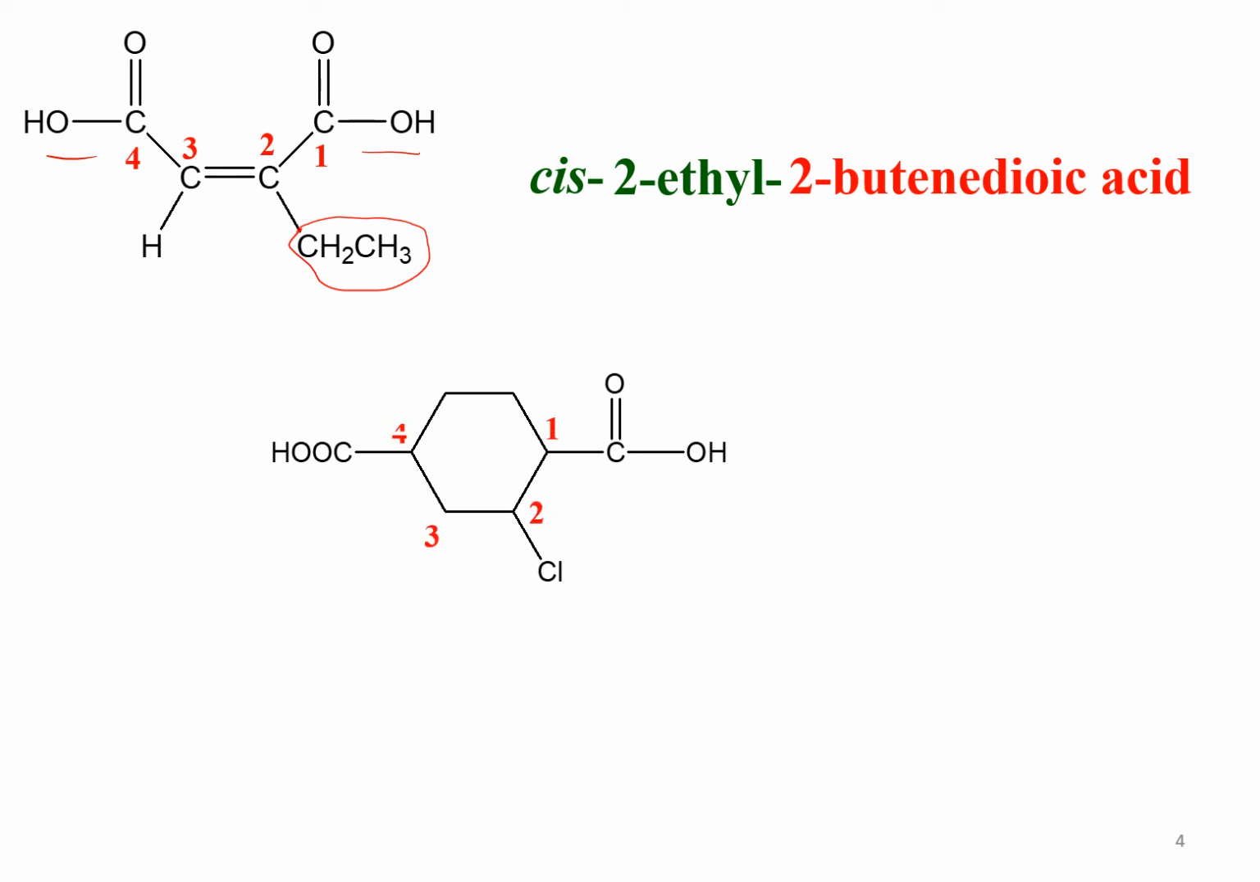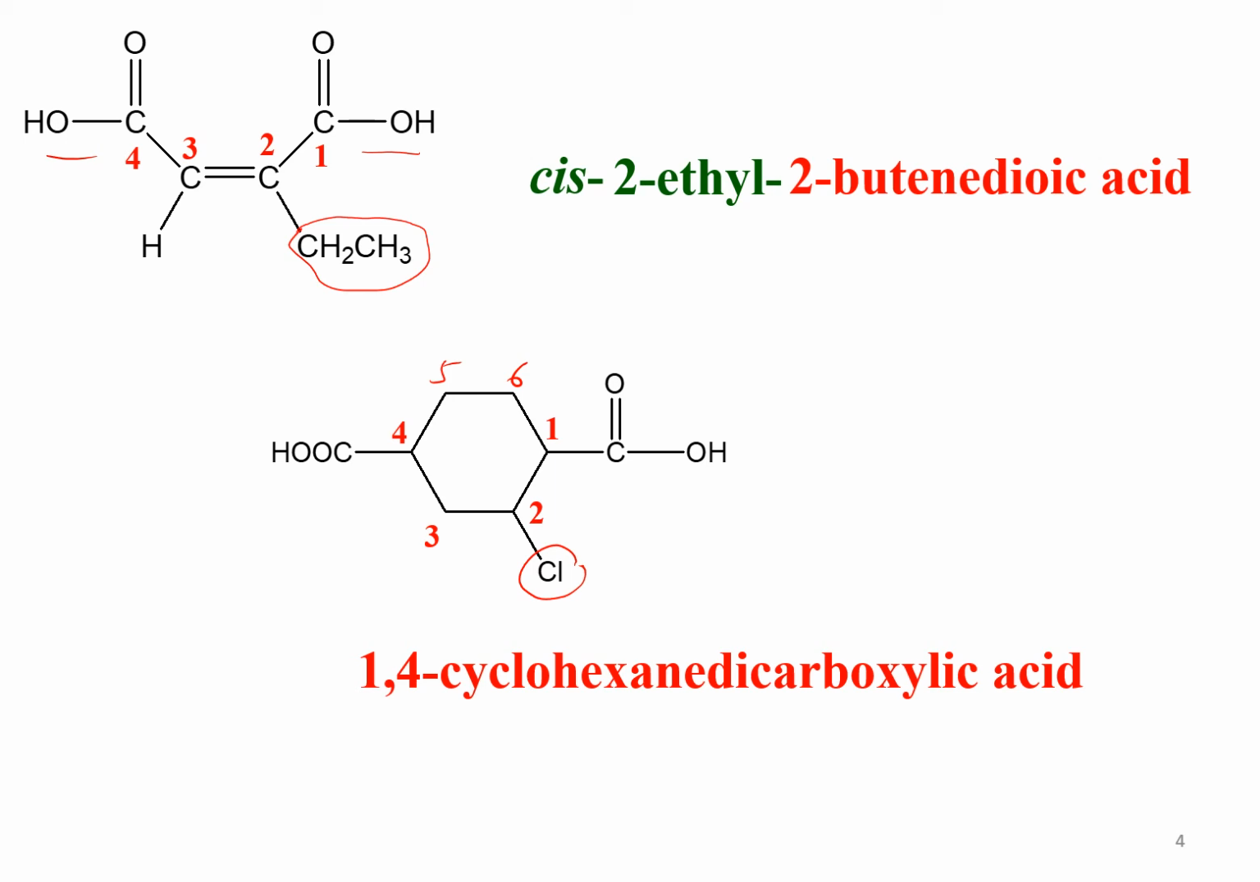Then continue to another example. Here you can see 1, 2, 3, 4, 5, 6. We have 2 COOH at carbon 1 and carbon 4, and a chloro at carbon 2. So you continue with 5, 6. Okay, done. So here you can see 1,4-cyclohexane dicarboxylic acid. Don't forget the chloro at carbon 2. So 2-chloro-1,4-cyclohexane dicarboxylic acid.